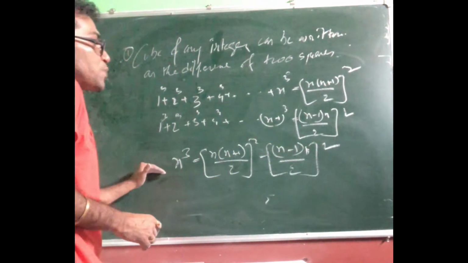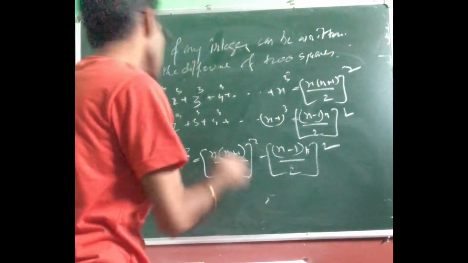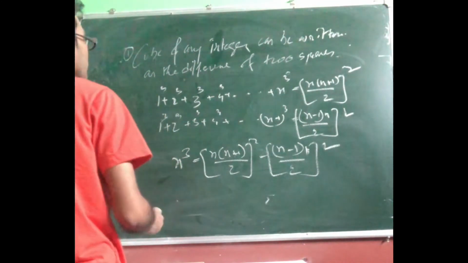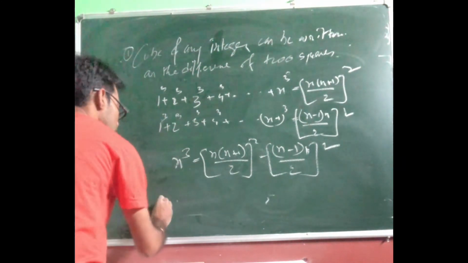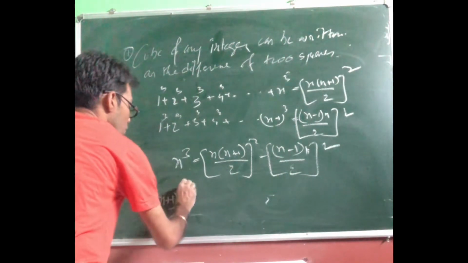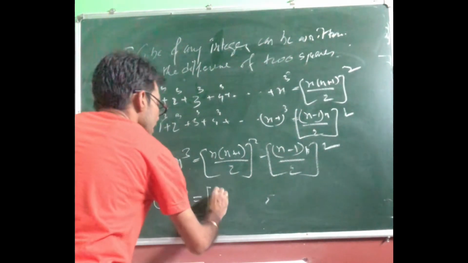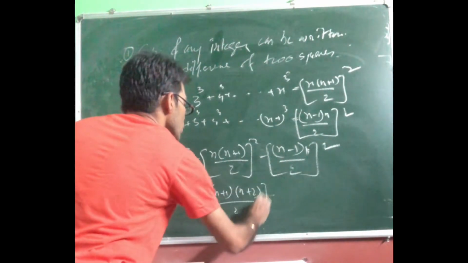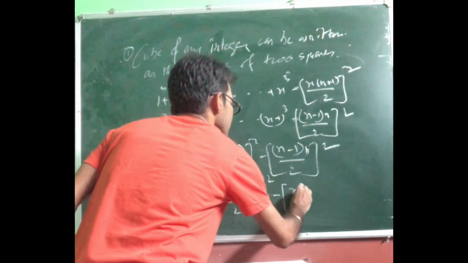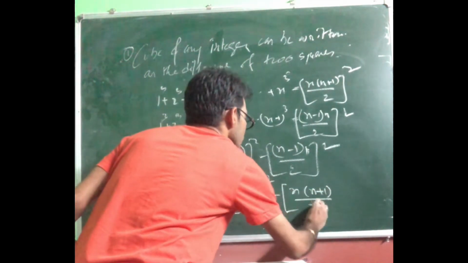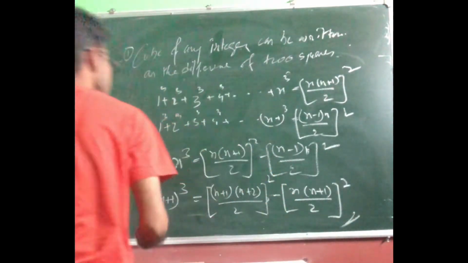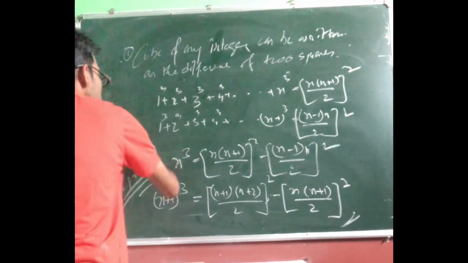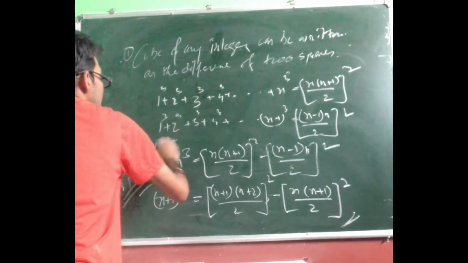And I need to prove that the statement holds true for n equal to n plus 1 as well. So I need to replace this n with n plus 1. If I replace n with n plus 1, this will become (n plus 1) whole cube, and this is going to be ((n plus 1)(n plus 2)/2) square minus (n(n plus 1)/2) whole square. Ultimately, this is what I am required to prove.